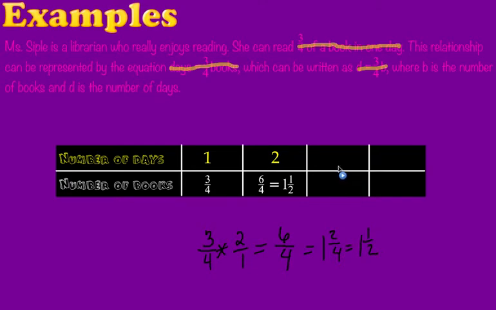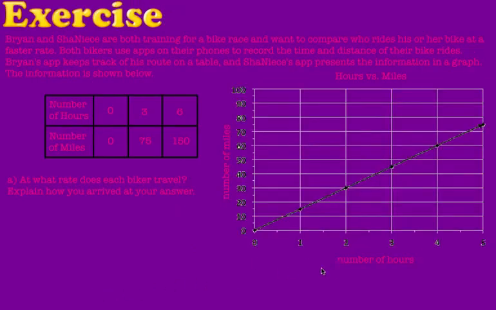All right, so you should have found that in 3 days, she can read 2 1/4 books, and in 4 days, she can read 12/4 books, which is equal to 3 books. All right, so now let's get into an actual problem here. So we have Brian and Shanice who are training for a bike race, and they want to compare who rides his or her bike at a faster rate.